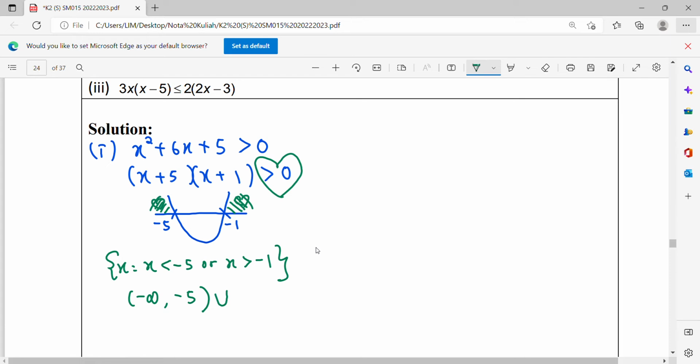Another part of the answer here, negative 1 not included, so open bracket to the right-hand side, right? So you're going to positive infinity. So here we give you two formats of example answer, which are set notation and interval notation. So this is how we solve our quadratic.